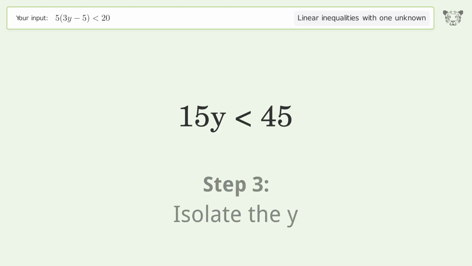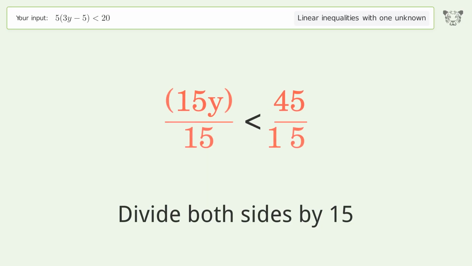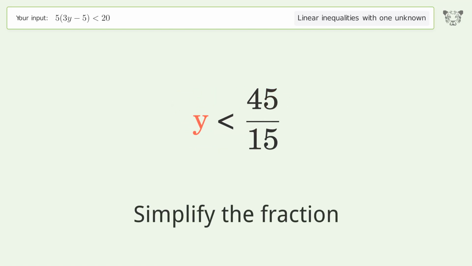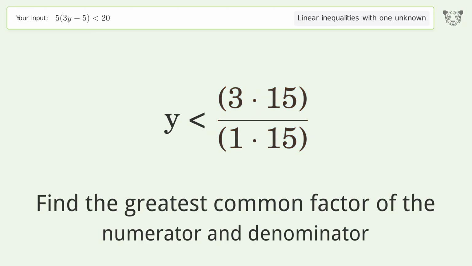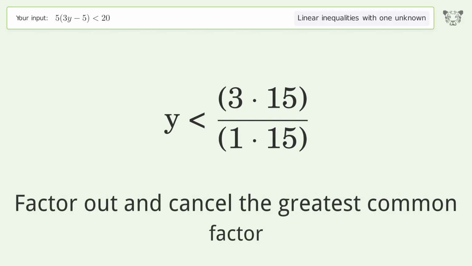Isolate the y. Divide both sides by 15. Simplify the fraction. Find the greatest common factor of the numerator and denominator. Factor out and cancel the greatest common factor.